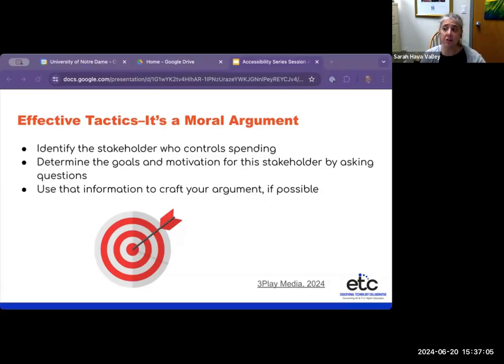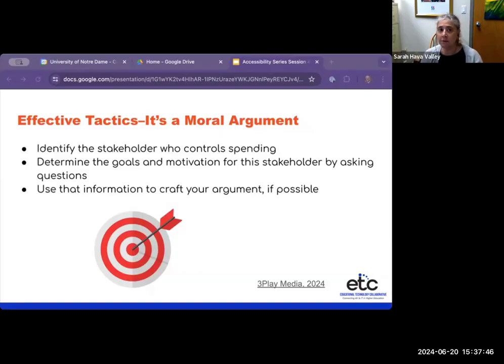So it's really important to see if you can determine the goals and motivation for that stakeholder, along with anyone else who's on your side. Like Willie had said, identify your people who want you to succeed by asking questions, right? Being open, keeping a positive tone. And then if it's possible, you want to use that information to craft your argument. So for example, if you're talking with somebody who wants the university to have cutting edge technology, right? Factor how assistive technology can be cutting edge into your discussion as to why you should be making this change.